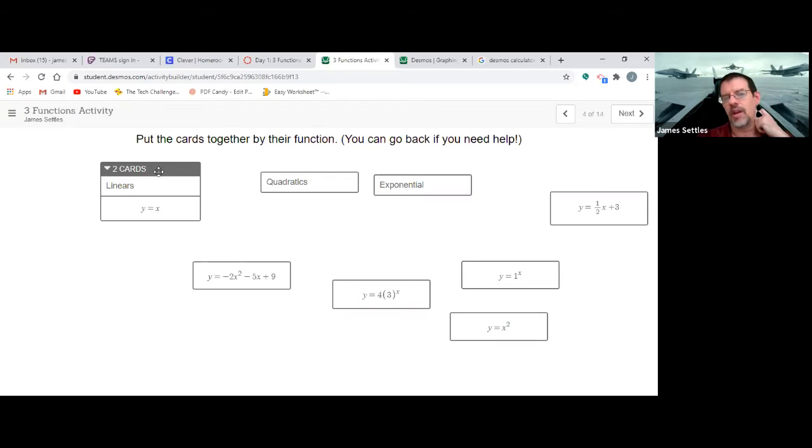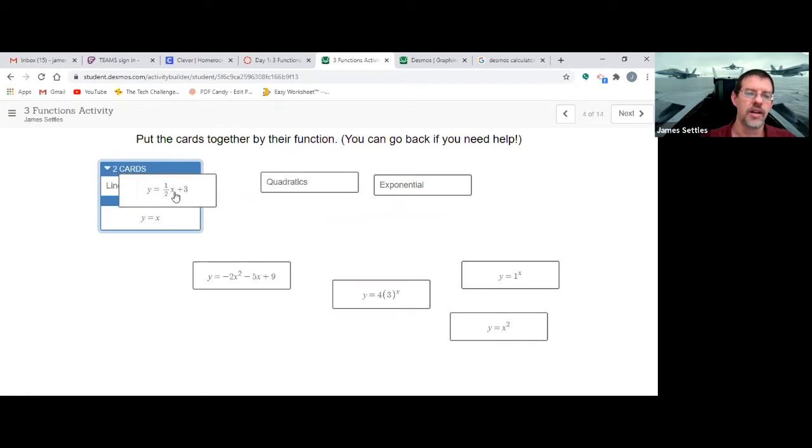Okay. All right, there is one more that does not have exponents. Now, it does have numbers, but there's no exponent. That one has x as an exponent. This does not have an exponent. So this is a linear because there are no exponents here. Okay, just x.